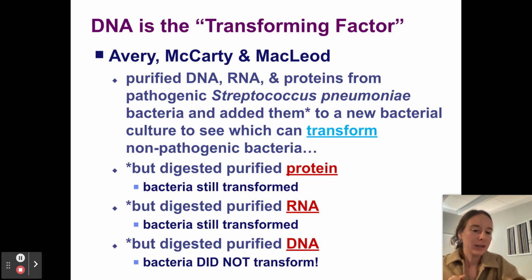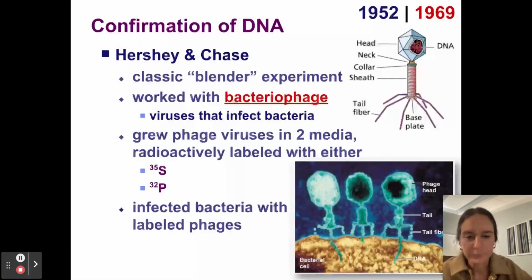And so what this led the scientists to conclude is, okay, what is the thing that is actually being passed between bacteria? Well, it might be the DNA, this deoxyribonucleic acid, because without the DNA, they found that nothing was passed between cells, between bacteria cells.